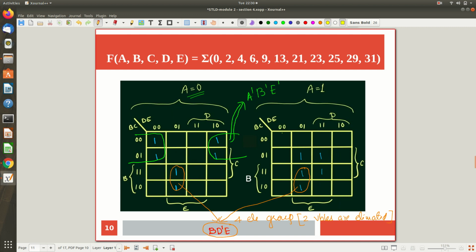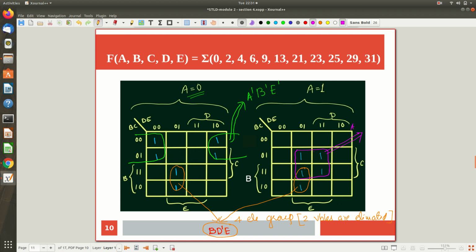The last grouping is something like this. These two 4 ones are again in the second 4 variable K map. There is no overlapping with the first one. And for this one, let me use this color. For this particular map, what is the equivalent term? You can see it corresponds to the second 4 variable map, so A is equal to 1. So A will be there, right? Let me write here, A will be there.